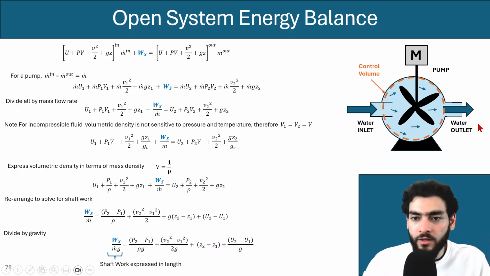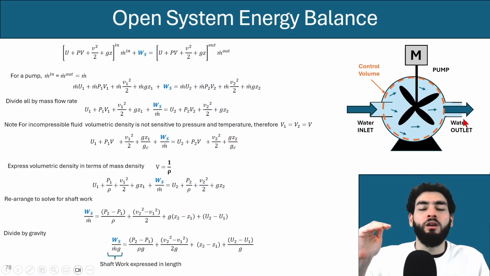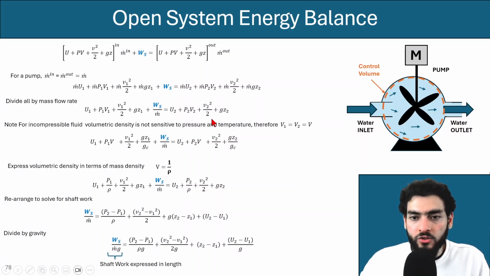The internal energy of the fluid leaving at point 2, plus the pressure at point 2 multiplied by the volumetric density at point 2, plus the kinetic energy at point 2, which is the velocity squared over 2 at point 2, plus the potential energy at point 2, which again is just the gravitational constant multiplied by the elevation of the point at which the fluid is leaving the control volume. So all I did is I just expanded this.